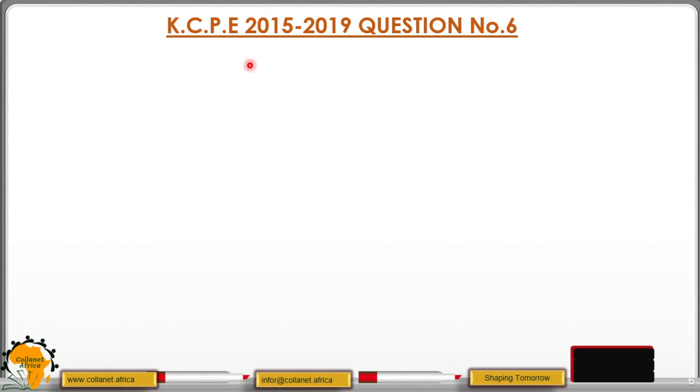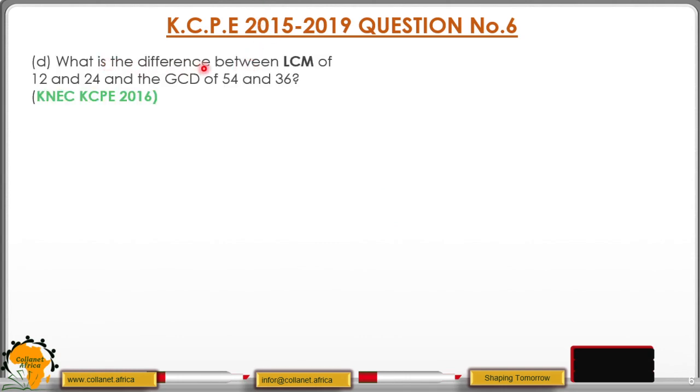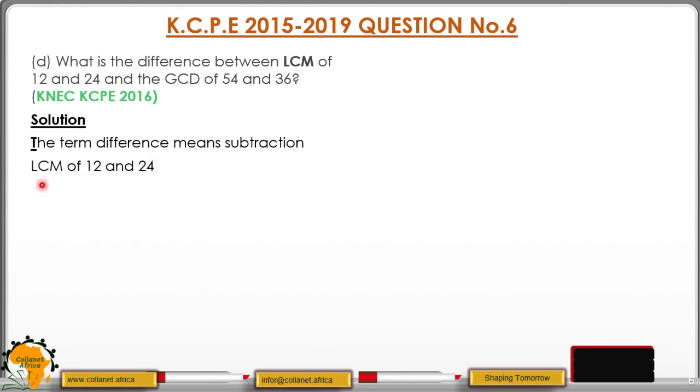We move on. What is the difference between LCM of 12 and 24 and the GCD of 54 and 36? This question was tested in 2016 KCPE according to Kenya National Examination Council. Solution. The term difference means subtraction. It is good to remember that. LCM of 12 and 24 is done this way. You draw this line, then 12, 24.